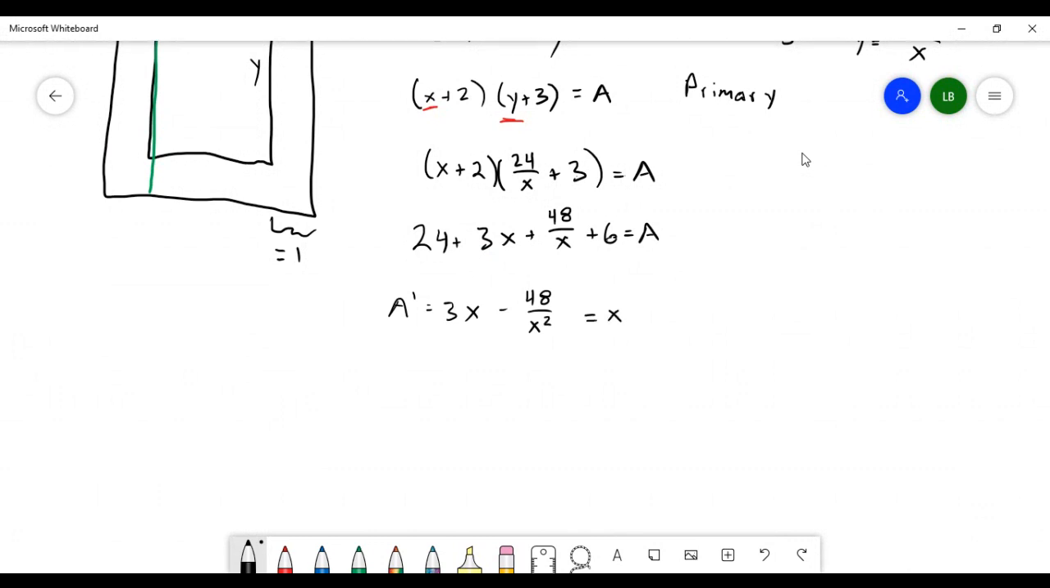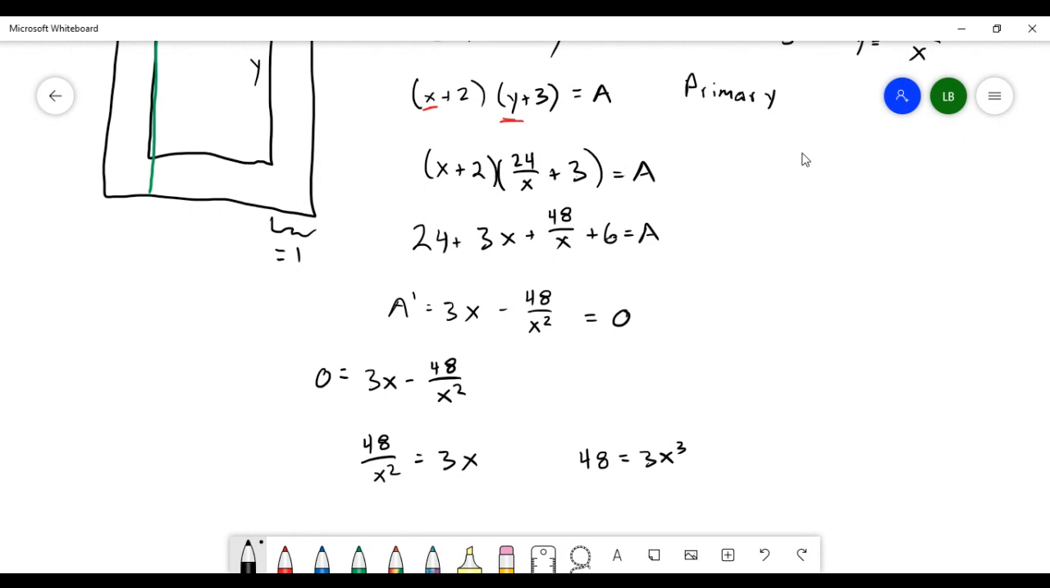And then we set that equal to 0 to find our critical points. So then 0 equals 3x minus 48 divided by x squared. So 48 divided by x squared is equal to 3x if we move the 48 over x squared over. So then 48 equals 3x cubed. And see, I'm doing something weird here.